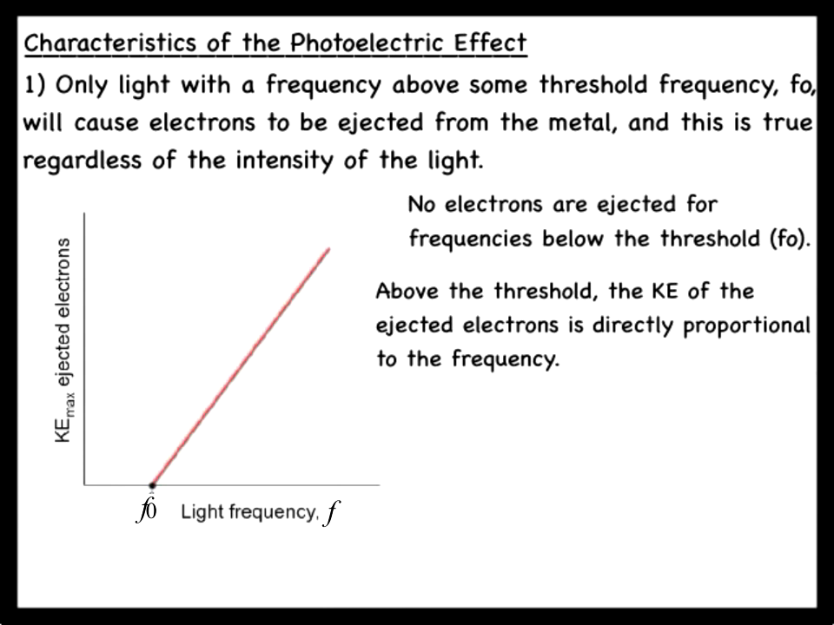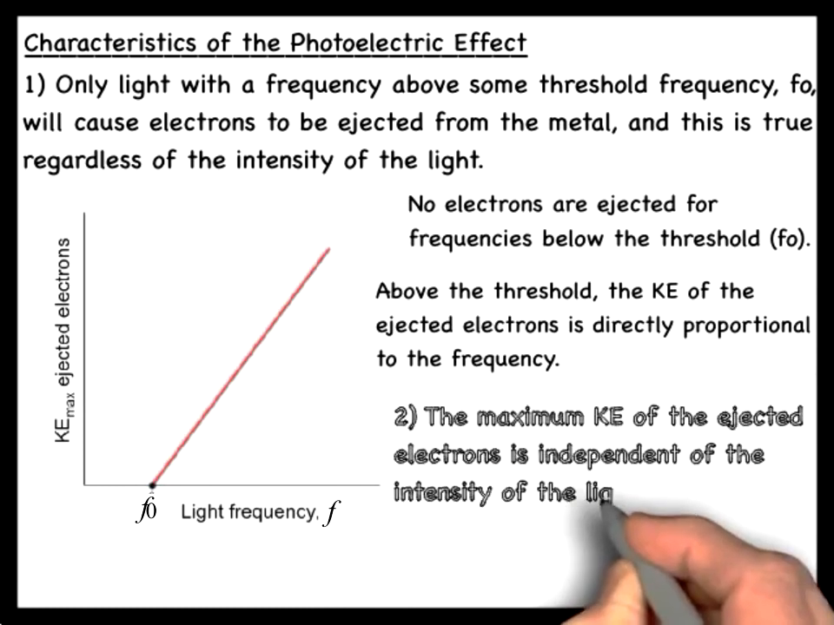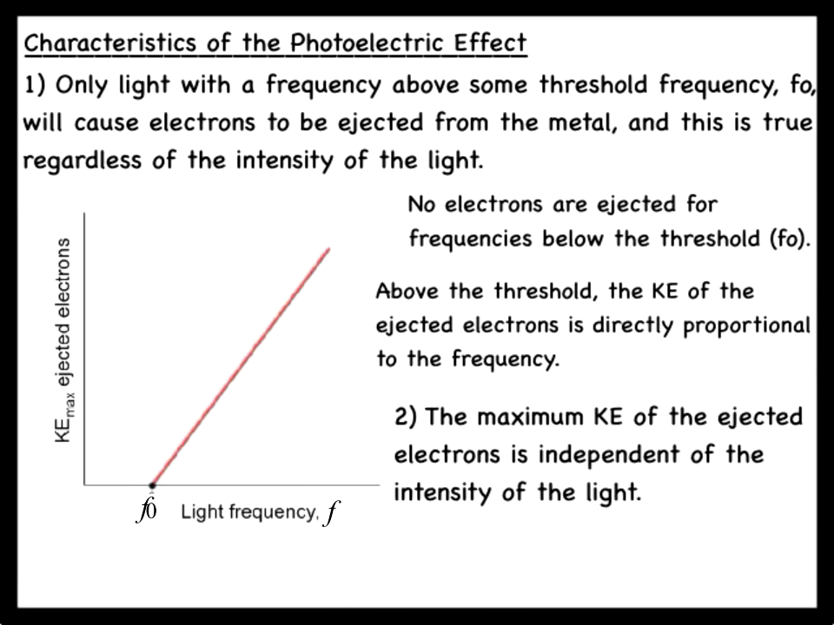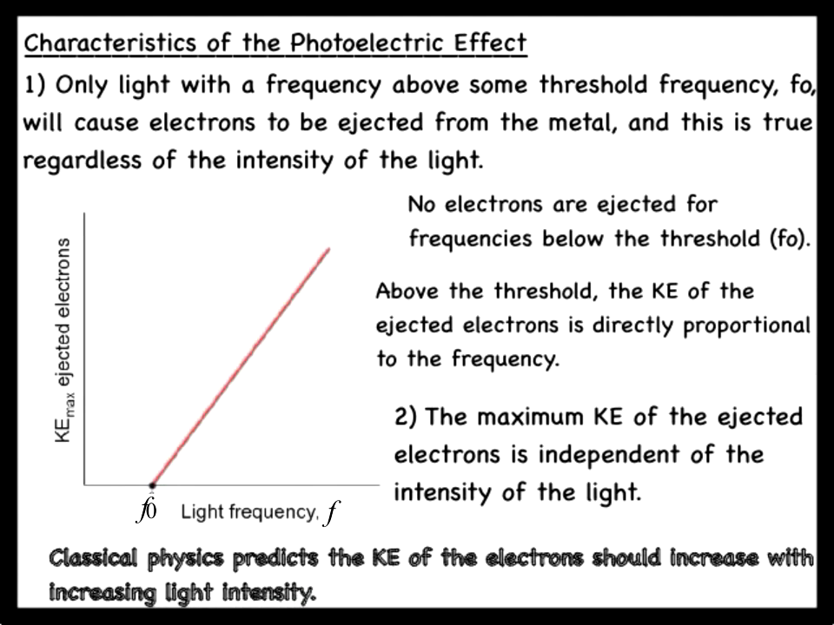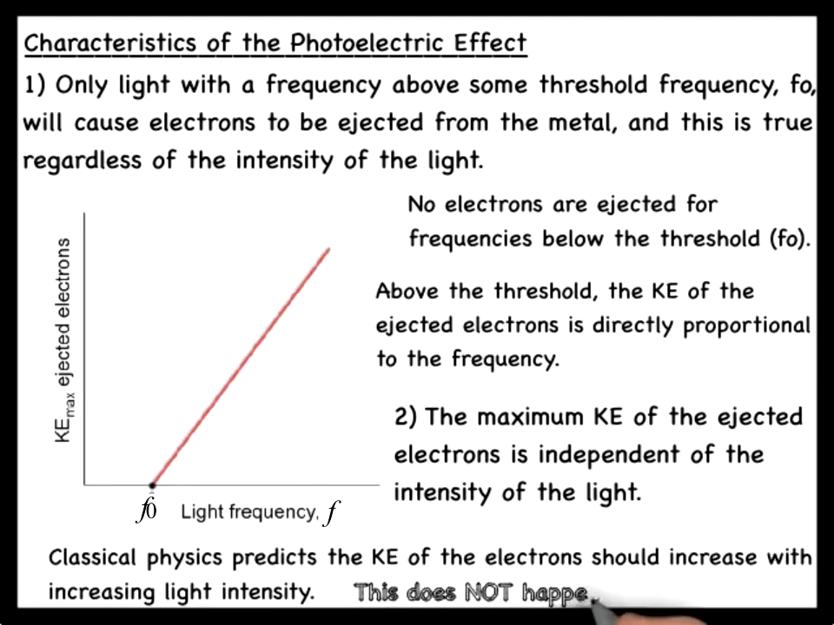Now imagine that light with a frequency above the threshold shines on the metal surface, so that electrons are being ejected. What we find is that the maximum kinetic energy of the ejected electrons remains constant, even if the intensity of the light is increased. Classical physics predicts that the kinetic energy of the ejected electrons should increase as the intensity of the light increases. However, this does not happen.